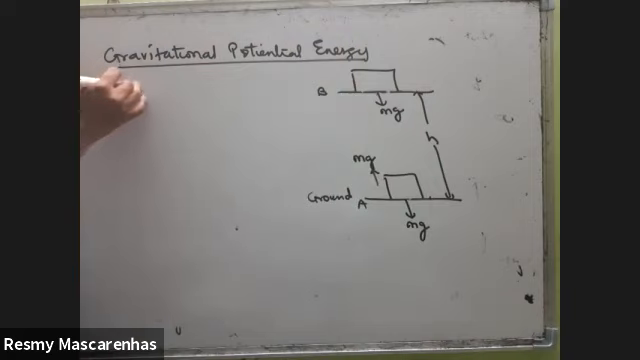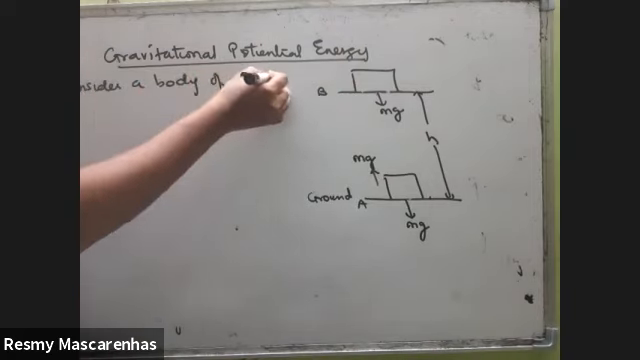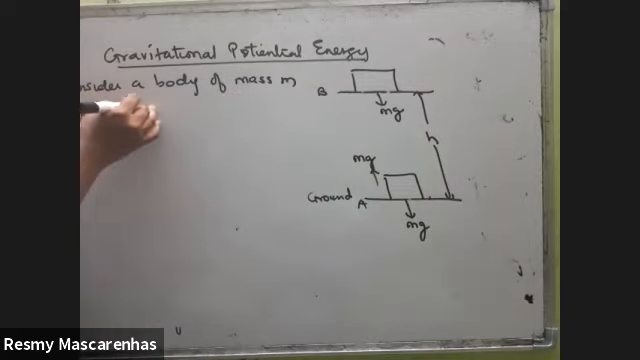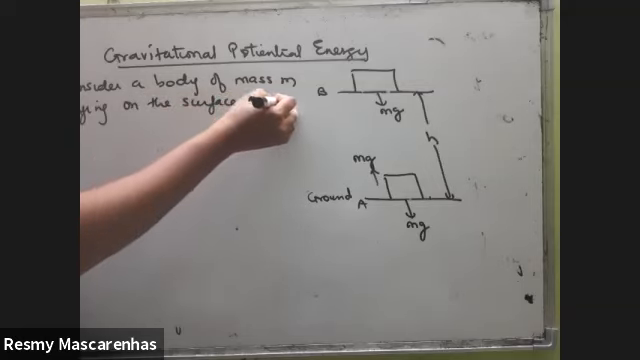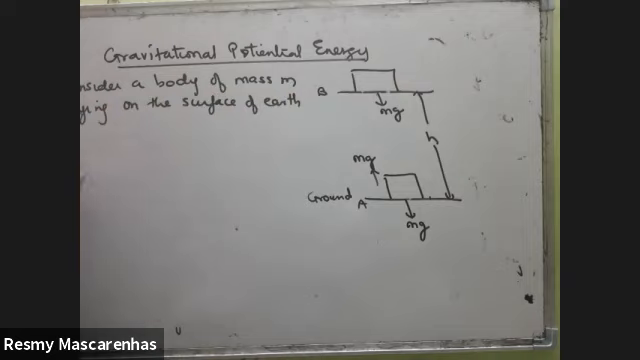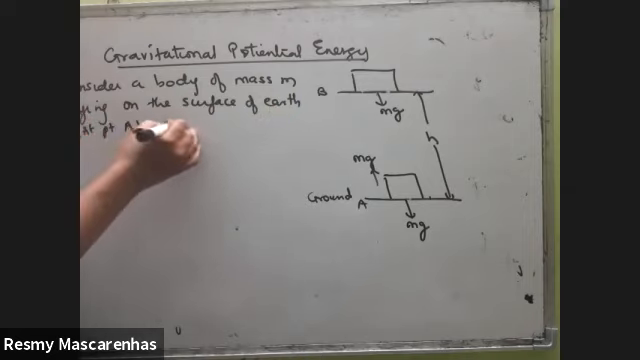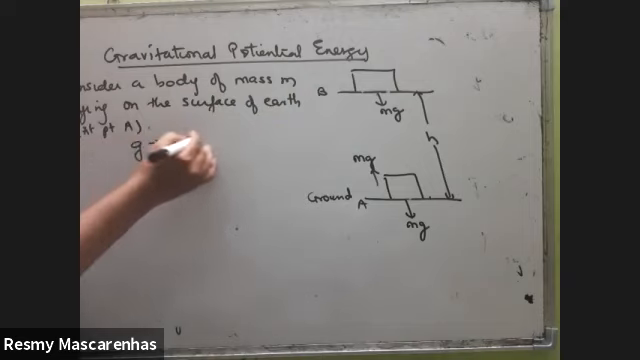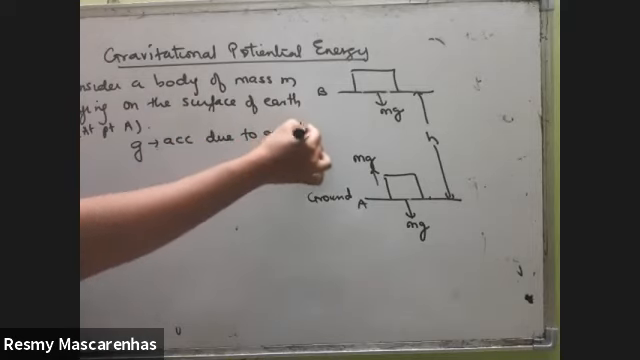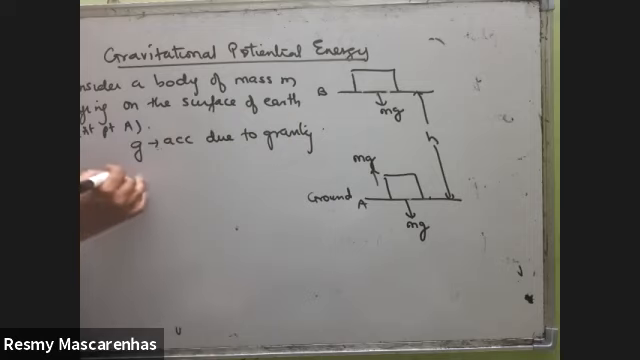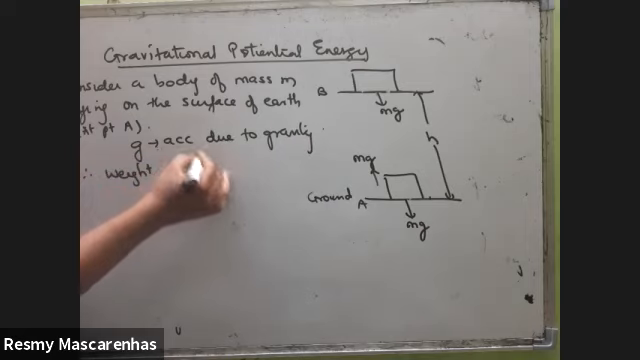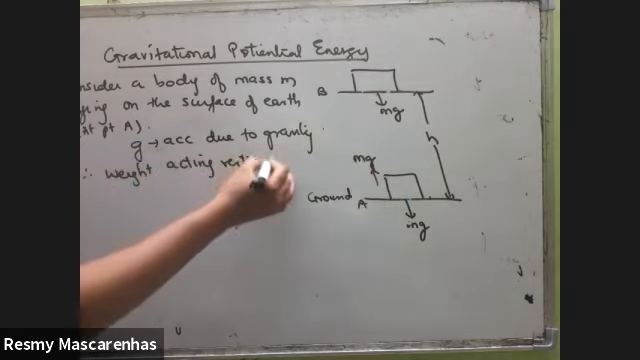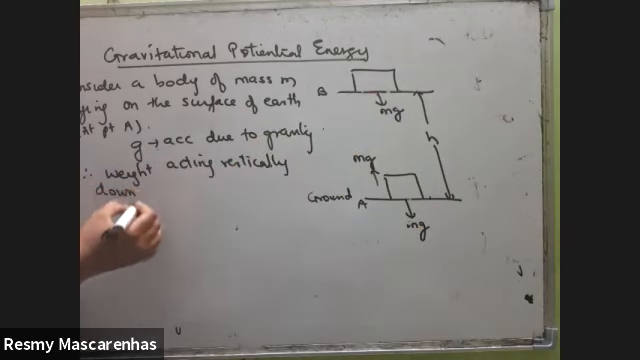So consider a body of mass m lying on the surface of the earth, at point A. Acceleration due to gravity, you can name it as g. Therefore, the weight acting vertically downwards will be, how much will be the weight acting on the body? mg.